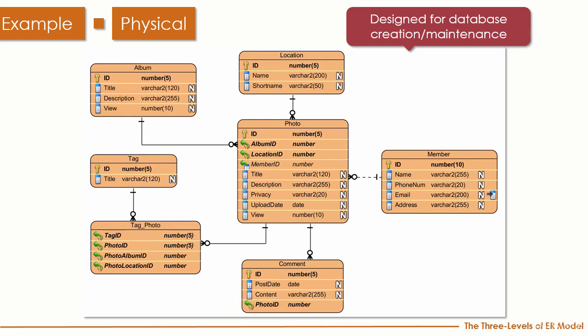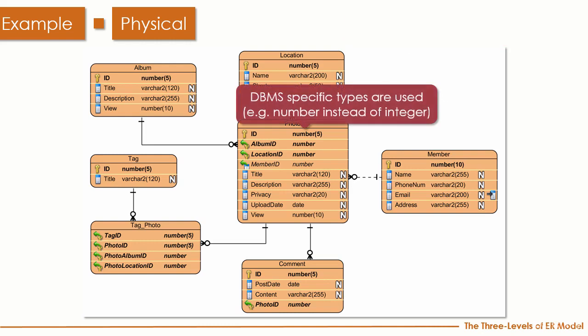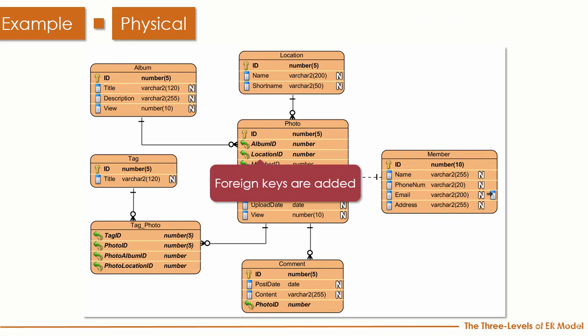In the physical database, which is for creating and maintaining the database in the long term, we change to use a database-specific type. For example, if you are using Oracle, we will use NUMBER instead of INTEGER, and the foreign keys are added. If you are using professional database design software like Visual Paradigm, the database relationship, the foreign key and the primary key will be automatically synced, so you don't need to worry about keeping them synchronized yourself.